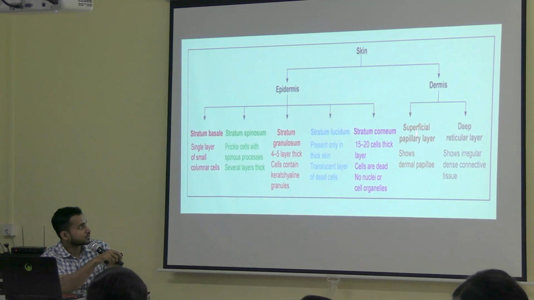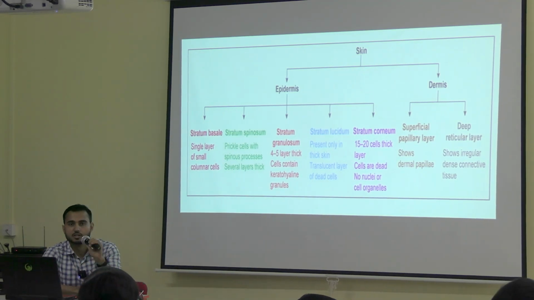Okay? And here you can see superficial papillary layer and deep reticular layer.